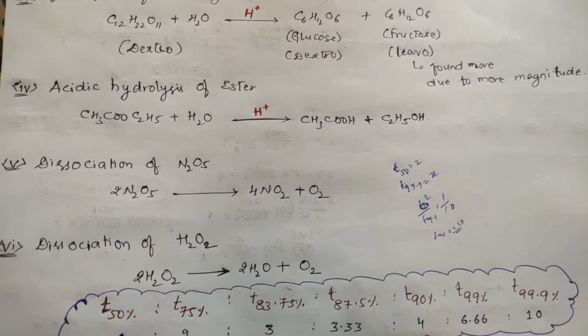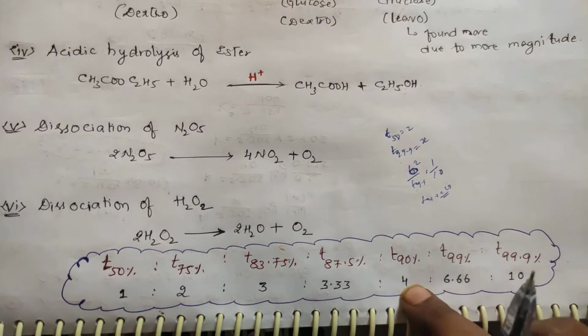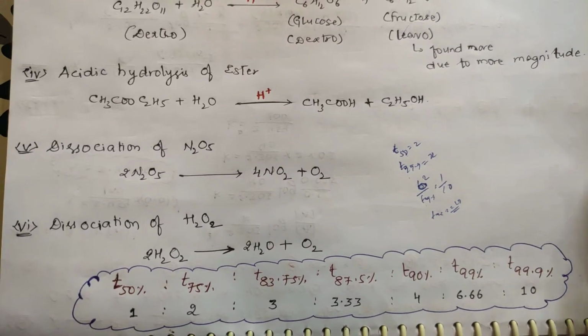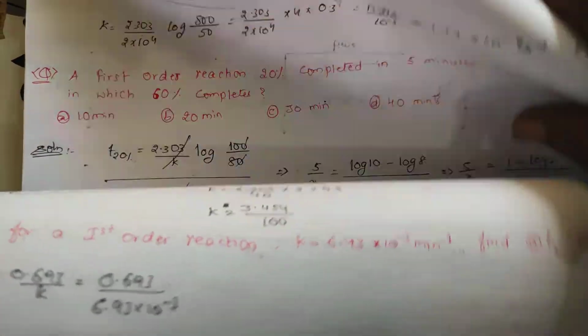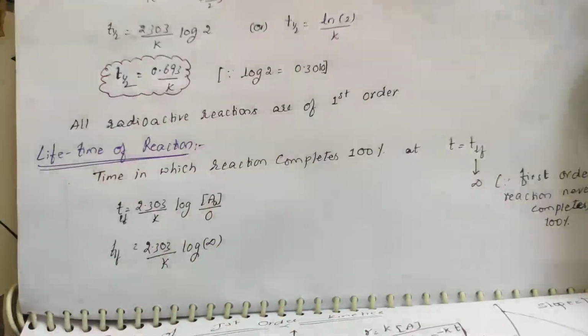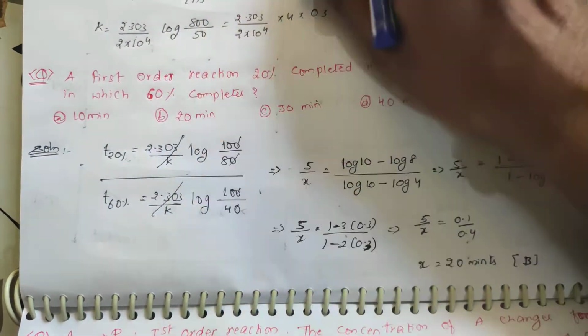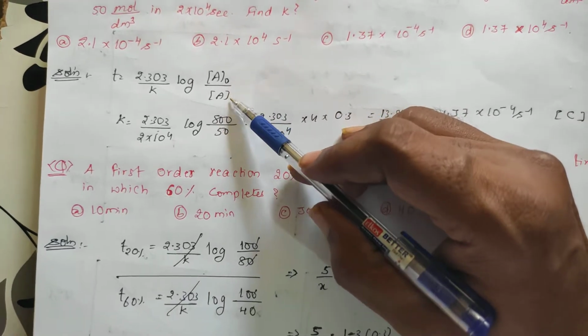You can do this directly. If the value comes from here, okay, if he asks for 93.75, you can't do anything directly. You should go for the original process itself. Okay, whatever you have done in the previous lecture, like this, initial concentration by the final concentration.